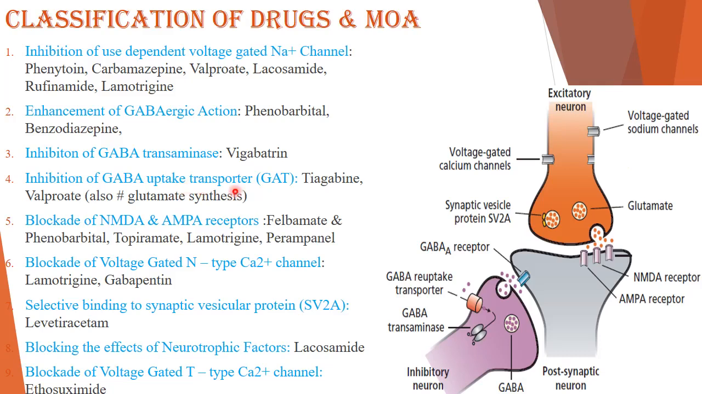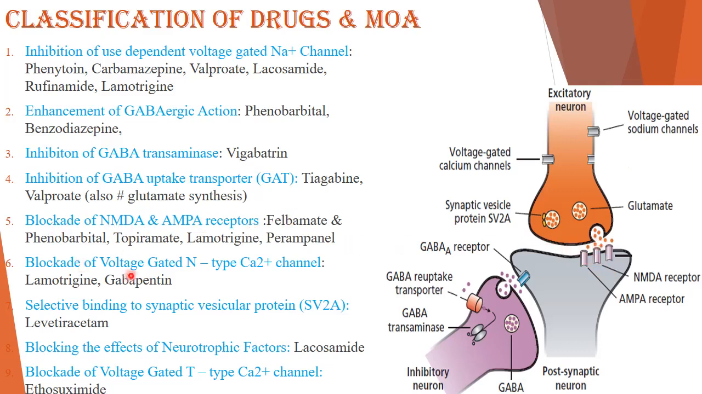Inhibition of GABA uptake transporter. Again, like adrenaline and dopamine uptake, the GABA can also be taken up with the help of the GABA reuptake transporter. So this is blocked by these drugs. If it is blocked, a huge quantity of GABA will be available. Okay. So next one is the blockade of NMDA and AMPA receptors. Because these are the excitatory receptors, if they are blocked, glutamate cannot bind.